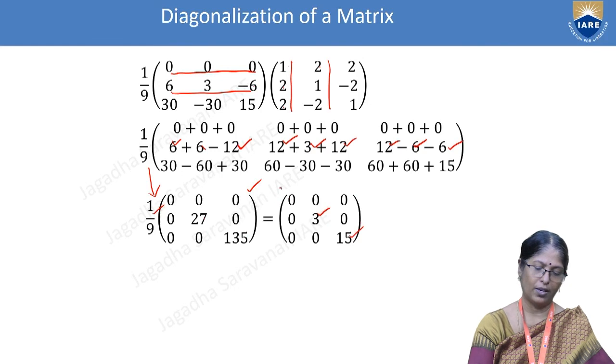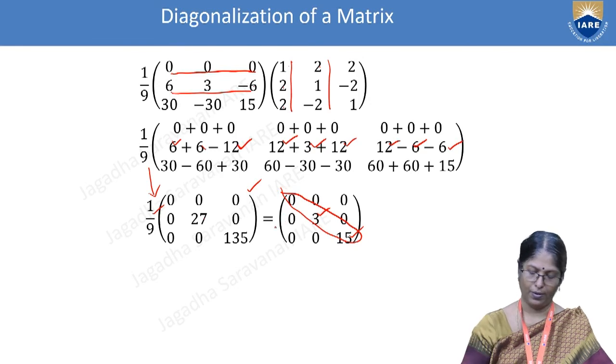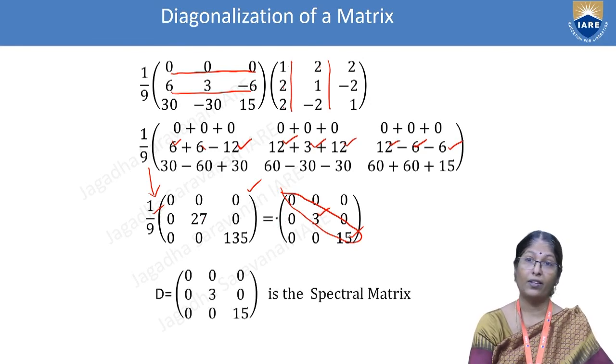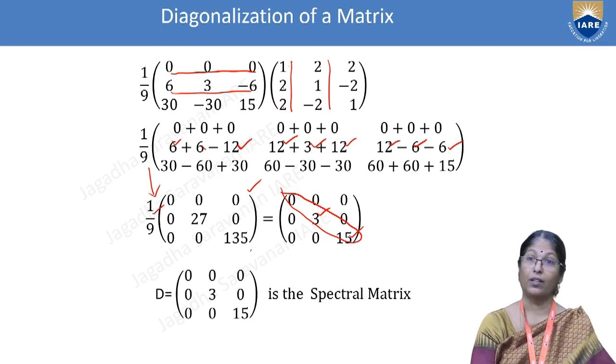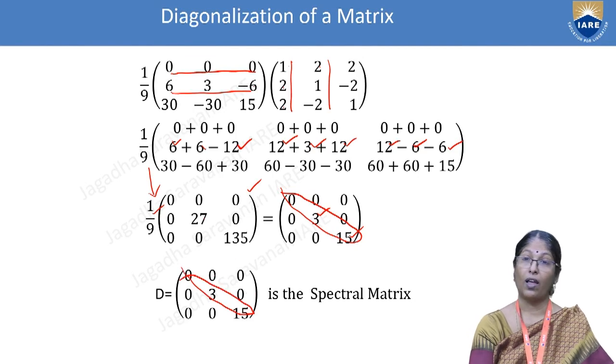So we can notice here the principal diagonal 0, 3, 15. They are nothing but our eigenvalues. So we diagonalized the square matrix, that is our given matrix, this is the diagonal form we got. Diagonal form, we know it. The elements lie on the principal diagonal, and the rest will all be zeros. That is a diagonal form. It is also called a spectral matrix.